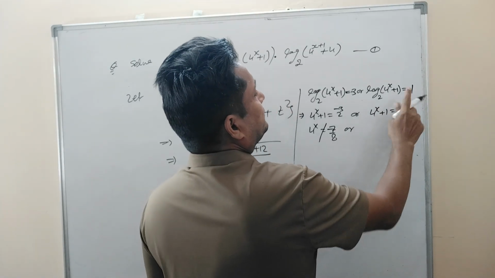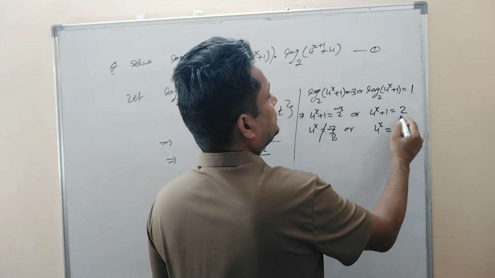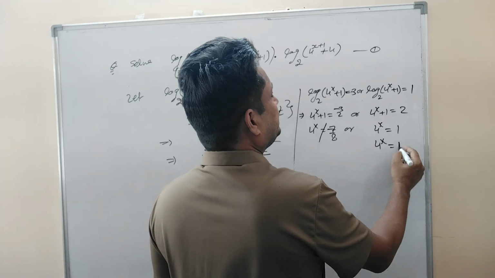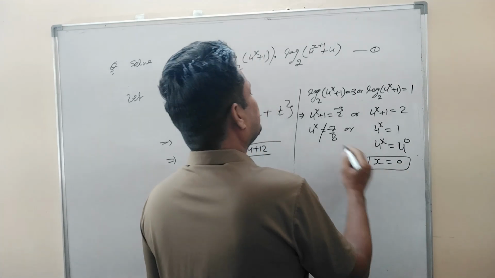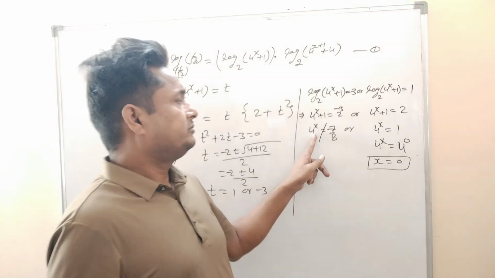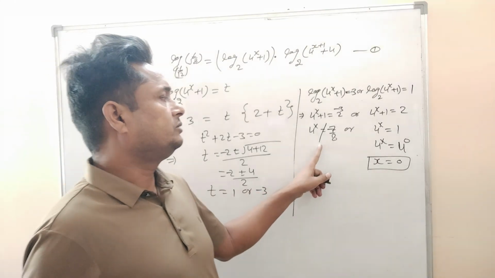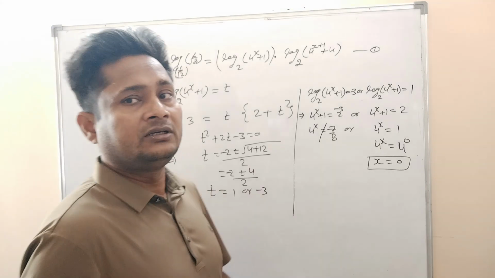So from here, what will be the solution? 4 to the power x plus 1 is equal to 2. So 4 to the power x is equal to how much? It will be 1. And 4 to the power x is equal to 1, it can be written as 4 to the power 0. That means x is equal to 0. From the other one, it is coming a negative value, and 4 to the power x cannot give a negative value. So there is no solution from there, only solution is coming from x is equal to 0.